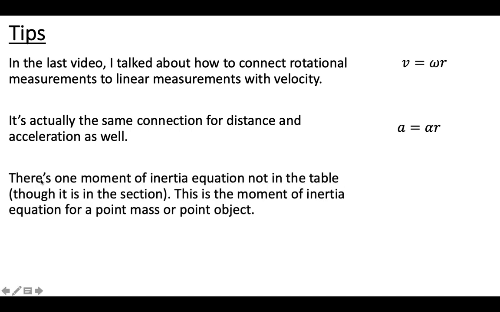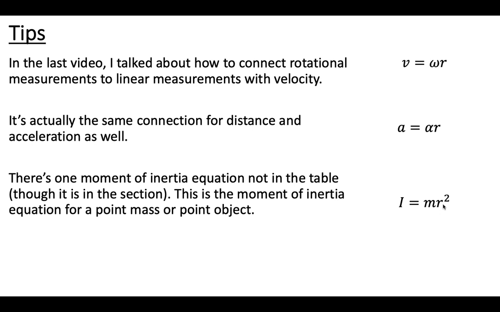I did mention that there's one moment of inertia equation that's not in the table, but it is in the section, you just have to read. It's there and not too hard to find, but it's not in the table for you. And that's the equation I used for the children in the problem I just did, I equals mr squared. This is the moment of inertia for a point mass or a point object. So we didn't really think of the children as children. We just imagined that they're little tiny dots, one single point with this mass at that distance.